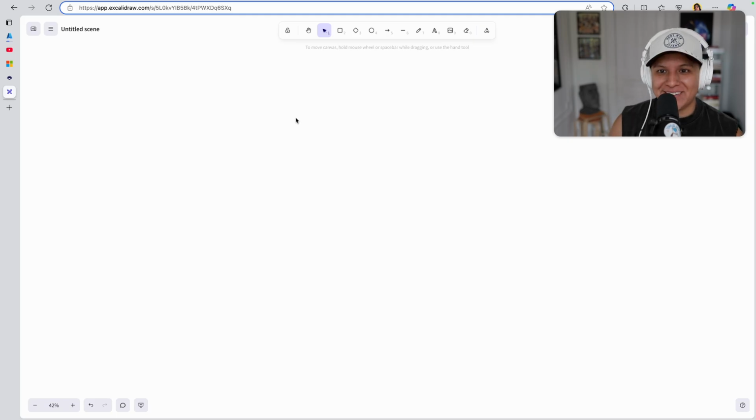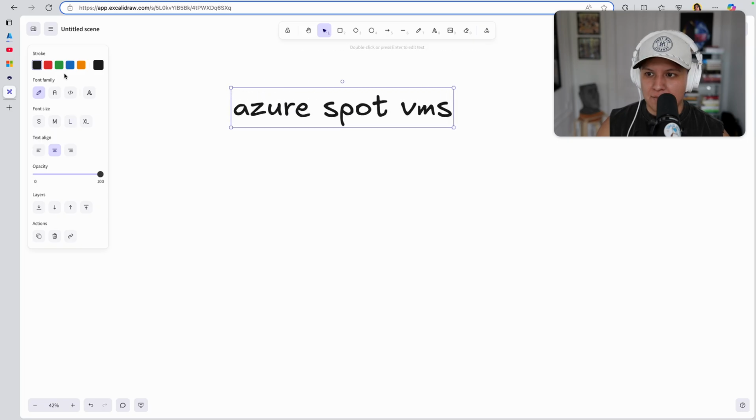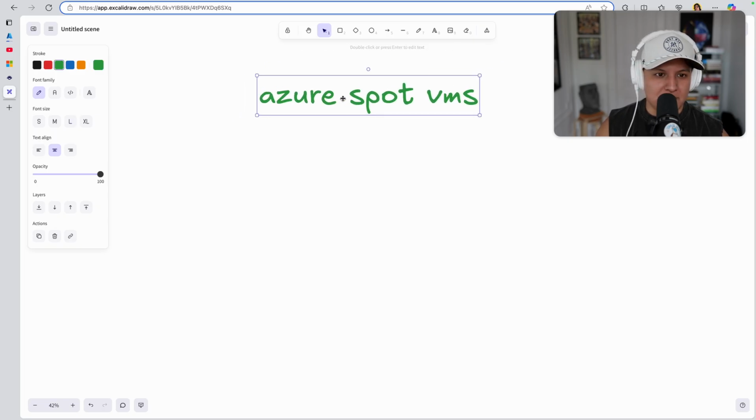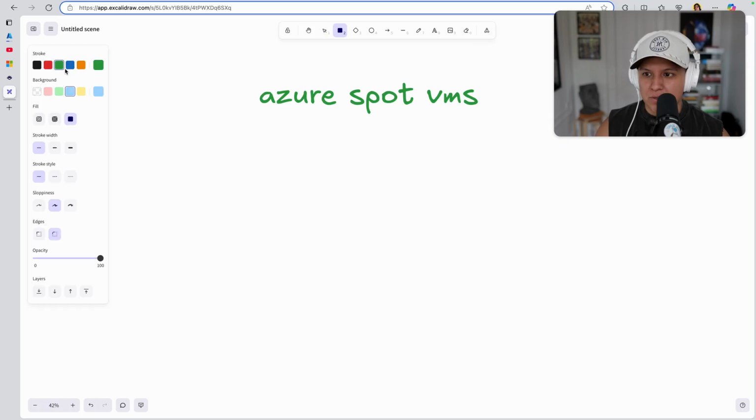But anyway, so we're going to talk today about something called Azure Spot VMs. This is so tiny. Okay, so bear with me because I'm not that good at making these diagrams, but we're going to work through this. So the way this works is usually Azure.